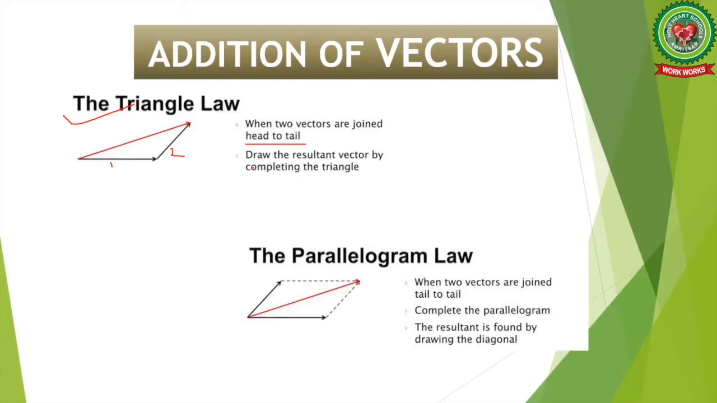Draw the resultant vector by completing the triangle. If you want the resultant, the net result of the addition of these two vectors, you have to draw another vector by completing the triangle in the opposite direction. You have to draw it opposite to these two vectors. This law is called the triangle law of vector addition. The second law is the parallelogram law. When two vectors are joined tail to tail, here again number 1 and number 2, then complete the parallelogram: draw parallel lines opposite to the vectors and you will get a parallelogram. The result is found by drawing the diagonal. The resultant will be the diagonal of this parallelogram.